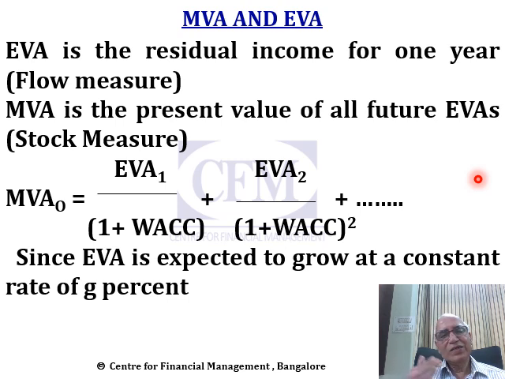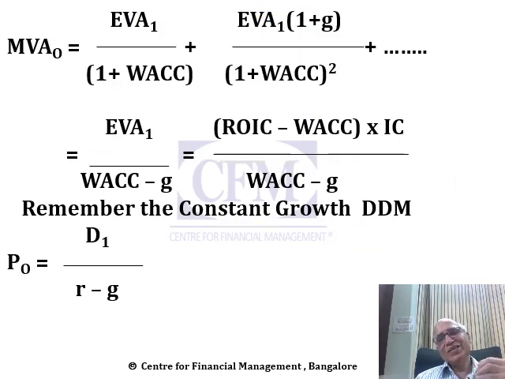If we believe that EVA is likely to grow at a constant rate in future, we can make that assumption in this equation. Assuming that EVA grows at a constant rate of G%, the equation for MVA would be EVA1 discounted for 1 year, EVA2, which is nothing but EVA1 multiplied by 1 plus G, discounted for 2 years, and so on and so forth. This expression may look a little daunting, but it simplifies itself to a very beautiful equation, EVA1 divided by WACC minus G.